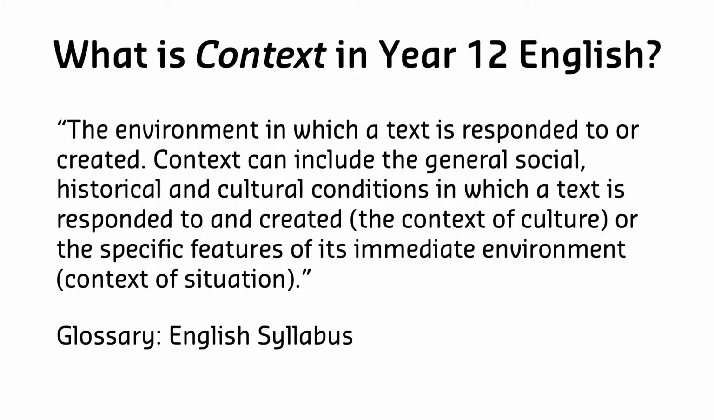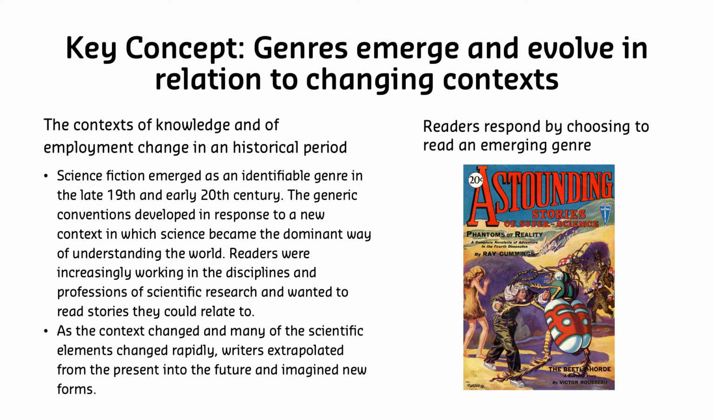What makes the concept of context so interesting is that it helps us to understand why genres emerge and then evolve in specific ways. Science fiction emerged as an identifiable genre in the late 19th and early 20th century. The generic conventions developed in response to a new context in which science became the dominant way of understanding the world. Readers were increasingly working in the disciplines and professions of scientific research and wanted to read stories they found relatable. And then later, as the context changed and many of the scientific elements changed rapidly, writers extrapolated from the present into the future and imagined new forms.